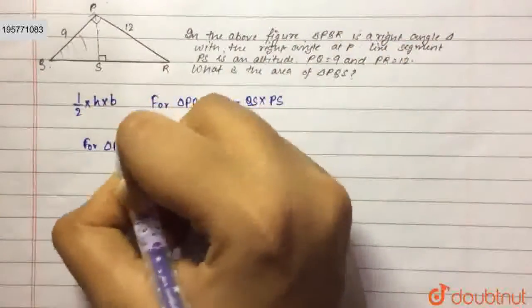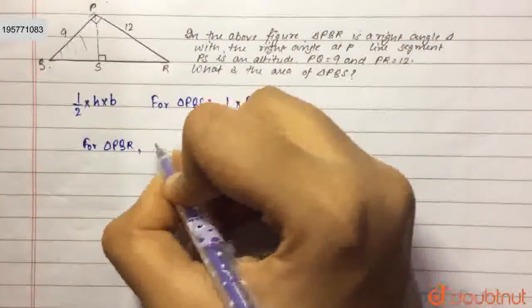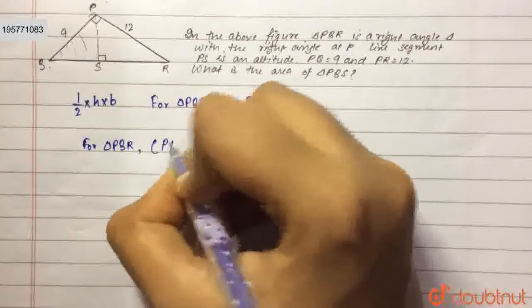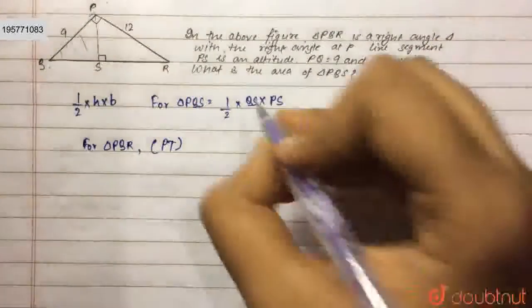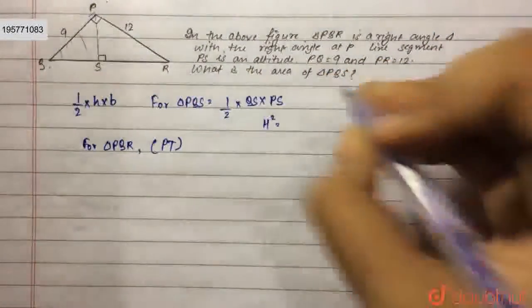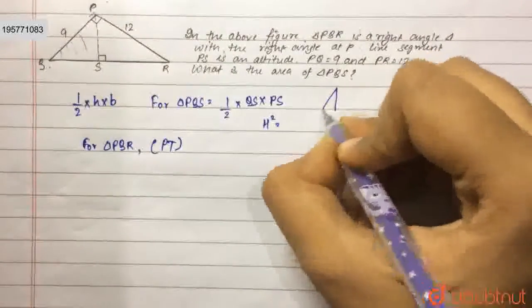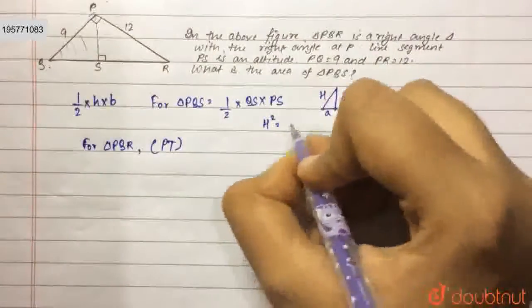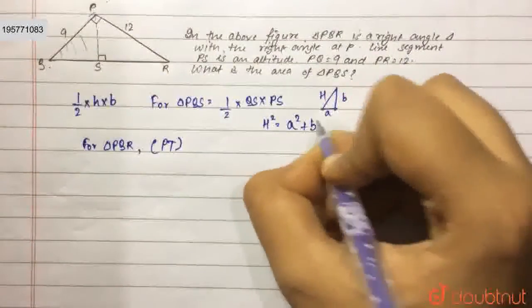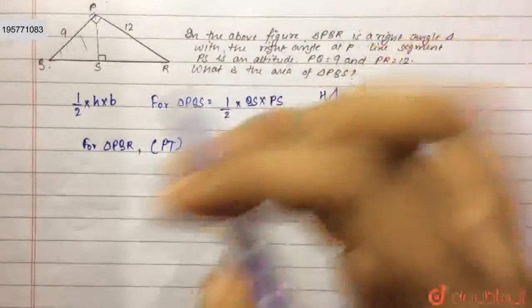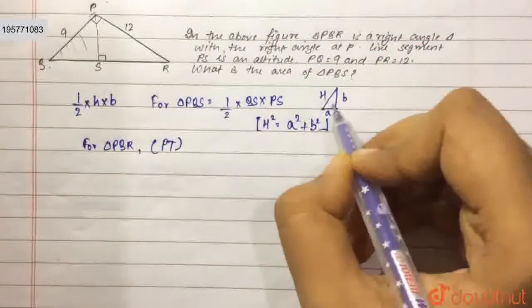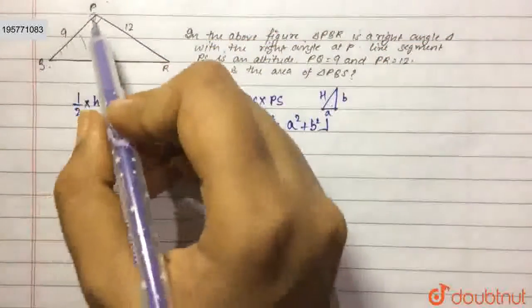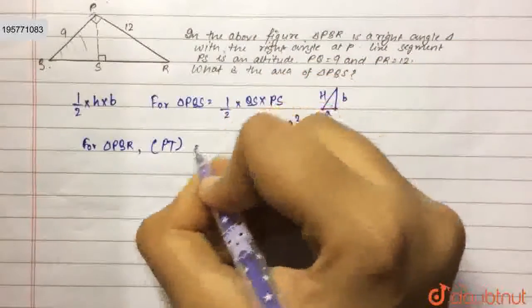For triangle PQR, applying the Pythagoras theorem. What is the Pythagoras theorem? Hypotenuse square for a triangle, say this is the hypotenuse and these are the other two sides, A and B. So hypotenuse square will be the sum of the squares of the other two sides. So for triangle PQR, hypotenuse is the side opposite to the 90 degrees. So here, QR is our hypotenuse, right?